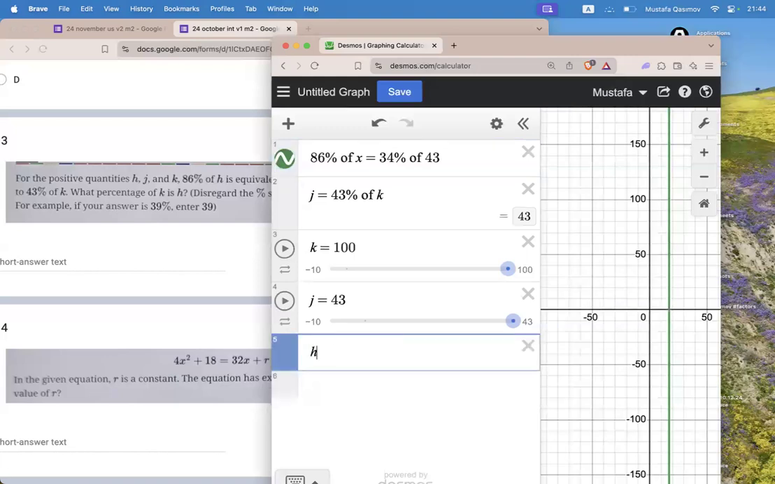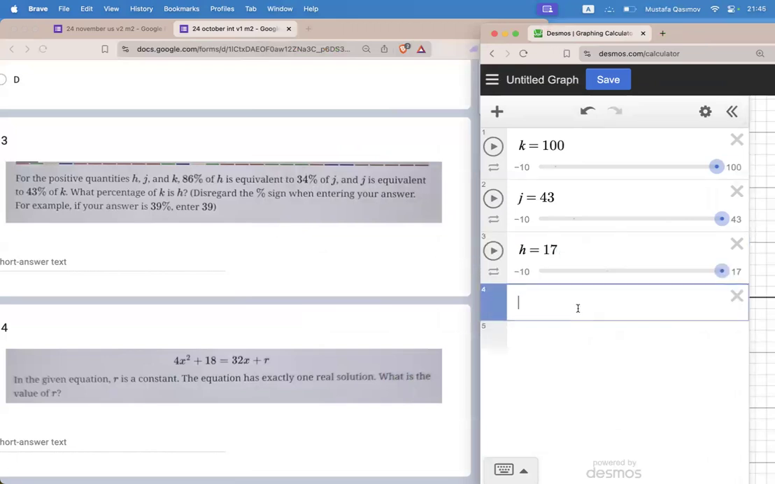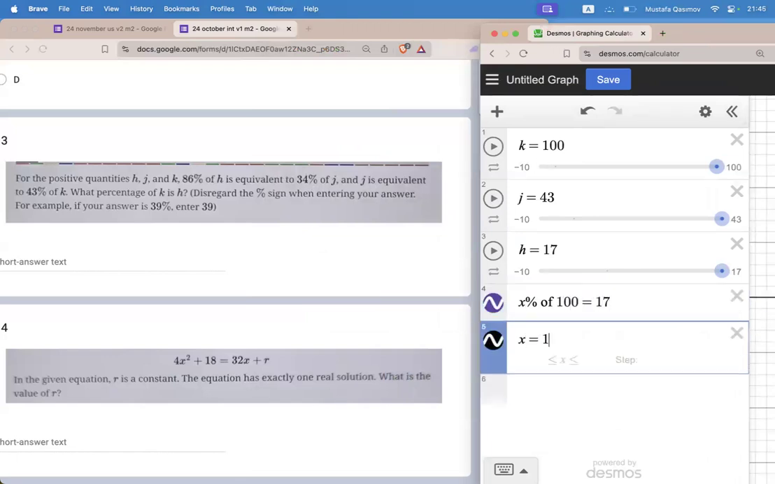Okay, we find this number. If you want, you can also tell k is equal to 200. You will get the same thing. After that, it says what percentage of k, let's write x% of k, 100 is equal to 17, and from here x is equal to 70. So the answer is 70, shortly. Any question? No. Okay.